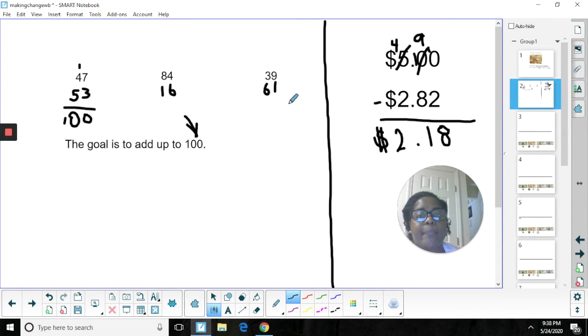Okay? All right. So now let's move on to the next page, because this little strategy is going to help you make change. It's going to help you make correct change every time if you practice, practice, practice. Okay? All right. Let's go to the next page.